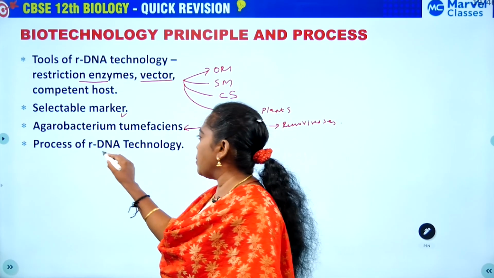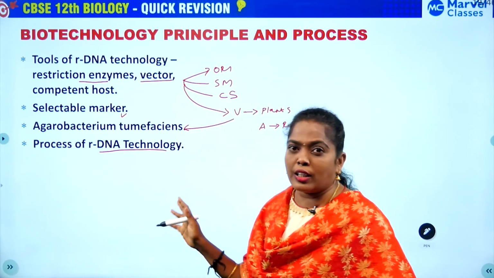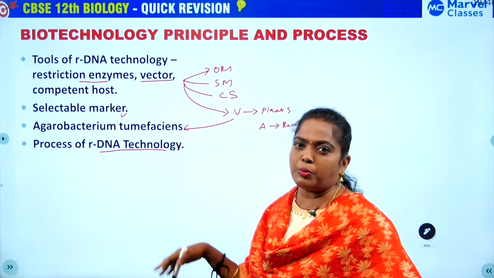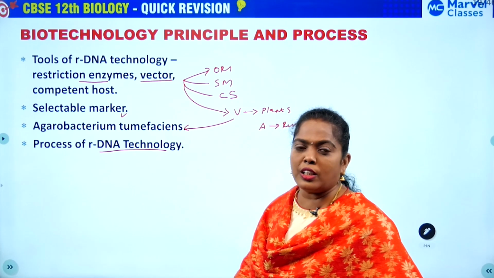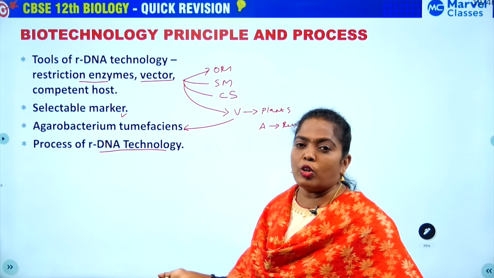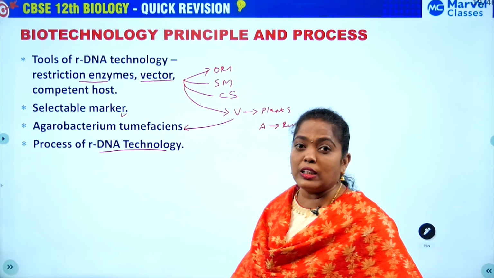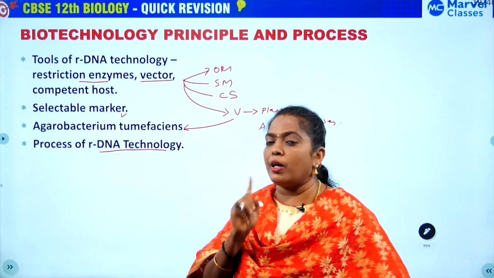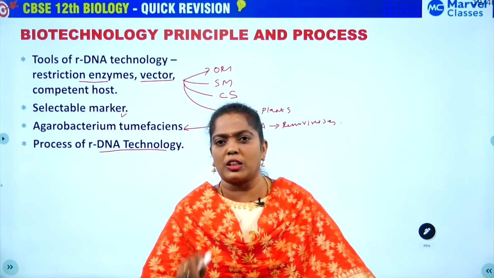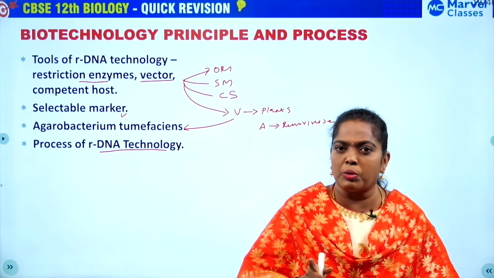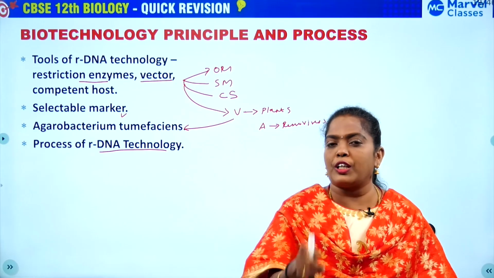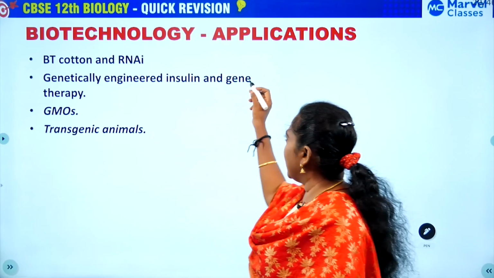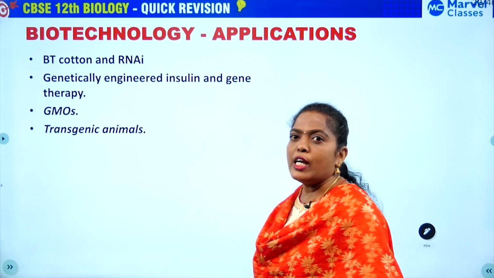Then the process, the steps in rDNA technology. It's again another important question. Here you can talk about all the steps: isolation, cutting with restriction enzymes, separation with electrophoresis, then inserting into the host, and obtaining the foreign gene product. And the last step, downstream processing. Definitely they will ask you this in a 2-mark or 1-mark question. What is downstream processing? Separation and purification of the protein or the product. Clear, students?